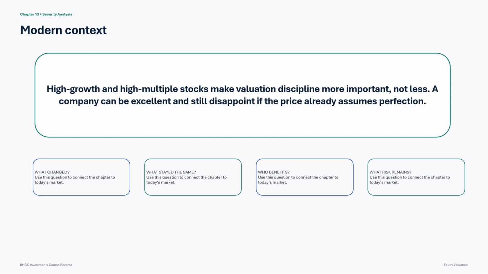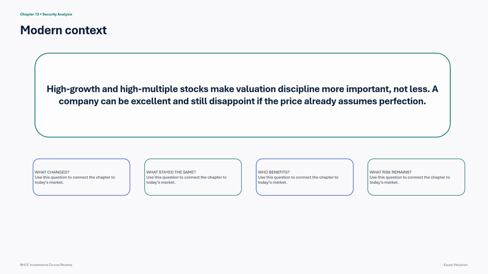What risk remains? Forecast error remains. Competitive risk remains. Regulatory risk remains. Dilution remains. The discount rate can move. Terminal value can dominate the model. Management can allocate capital poorly. The market can be right about the opportunity and wrong about which company captures it.